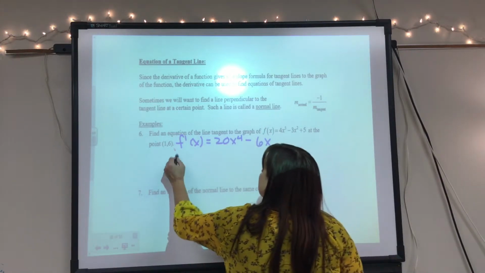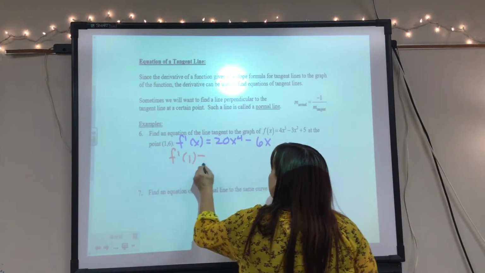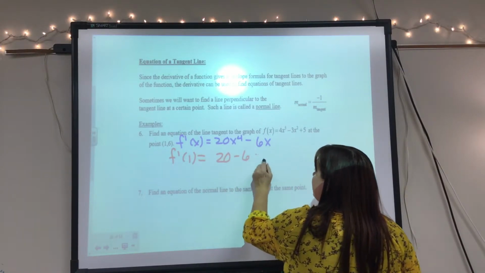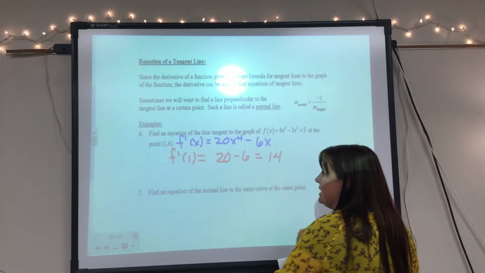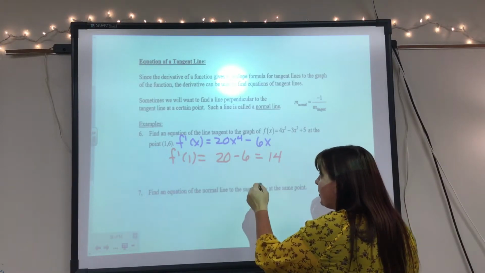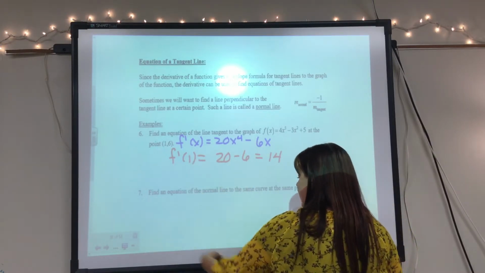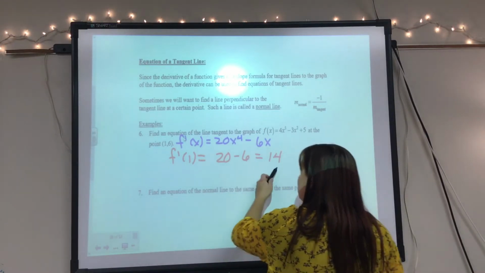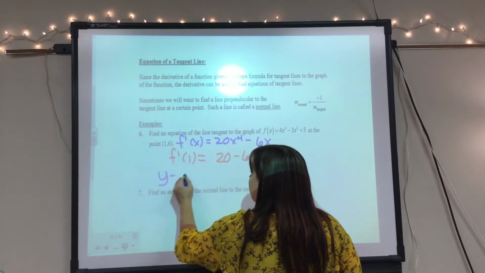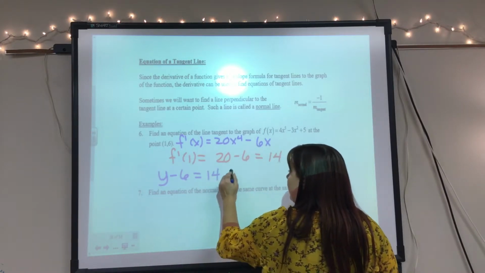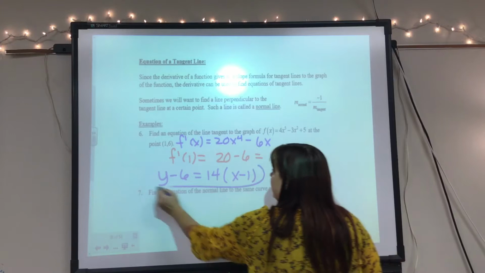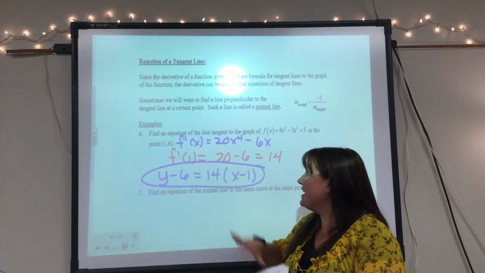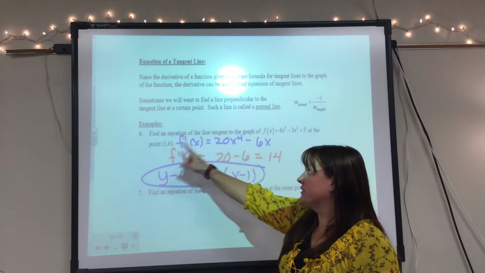Okay, so we're going to f prime of 1 equals 20 times 1 to the 4th minus 6 times 1, which gives us 14. So the slope of the line at this point at 1 is 14. So now all we have to do is write the equation. Well, we have the slope, we have a point, so there you go, you're done. That's the equation of the tangent line to this curve at that point.